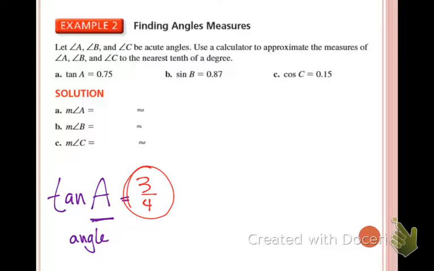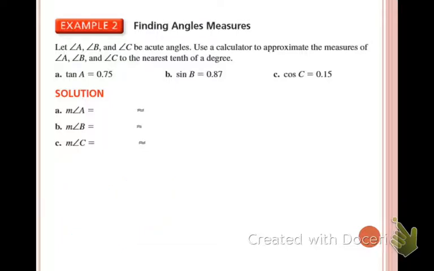Okay. So we're going to solve for the angle. How do I get rid of tangent so I can solve for the angle? I'm going to use the inverse. So you're going to hit shift tangent, and this should pop up. Shift tangent, and you're going to type in 0.75. You don't really need a 0 there.